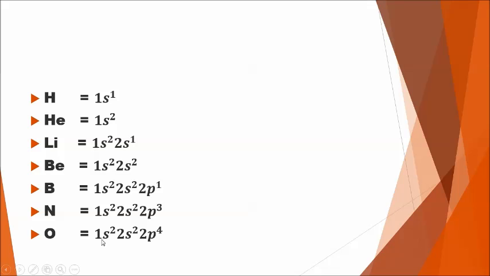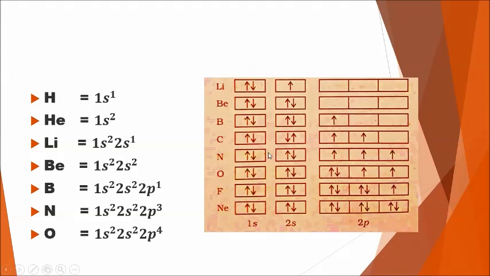Oxygen, 8 electrons are there. So 1s2, 2s2, 2p4, 4 electrons can be accommodated. So this way we can arrange the electronic configuration. The second method, that is box diagram or orbital diagram, we can represent in this way.